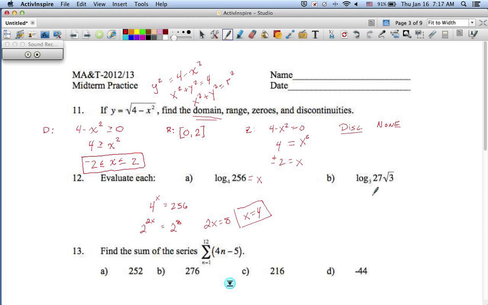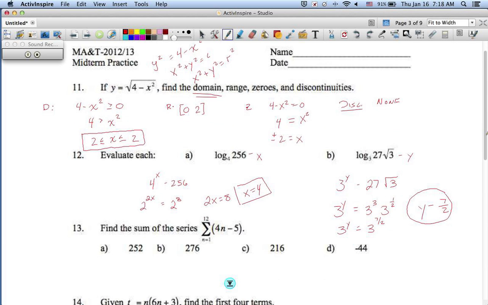Evaluated. Here we have, same deal, let's call this y this time. 3 to the y equals 27 root 3. Well, 27 is 3 cubed. And don't forget, roots are fractional powers. And then don't forget, when we multiply like bases, we add our exponents. So that's 3 to the 3.5, or 7 halves, which means y is 7 halves.